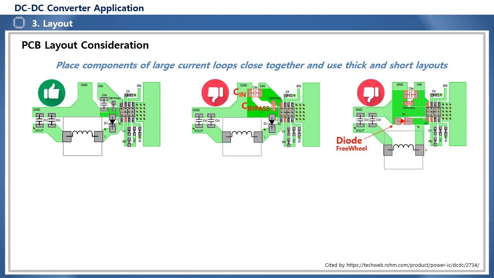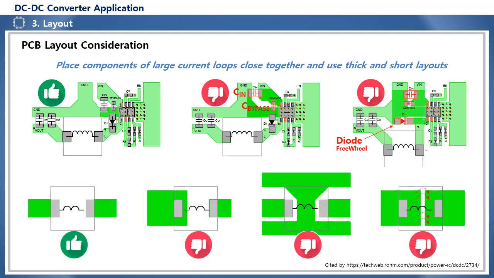The second design is not ideal because the input capacitor, Cin, is far from the IC, and only the C bypass is placed near the IC terminal. The third design has the input capacitor Cin and C bypass far from the IC, and the freewheel diode is also far from the IC terminal, resulting in a large parasitic inductance due to the pattern. This is the worst design example.